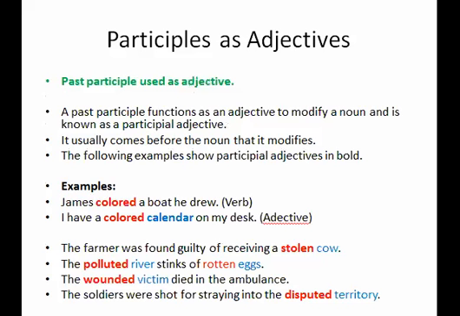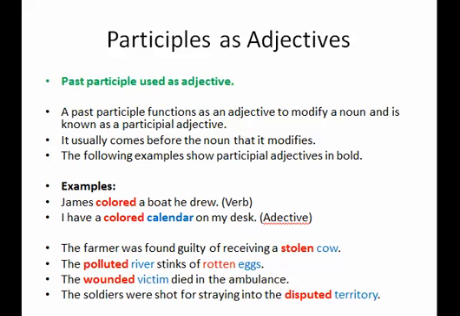Moving over to past participles used as adjectives. Again, past participles can also function as an adjective to modify a noun and is known as the participle adjective as well. Again, past participle adjectives also come before the noun that they modify. Let's look at the examples. James colored a boat he drew. What did James do? He colored. On the other hand, I have a colored calendar on my desk.